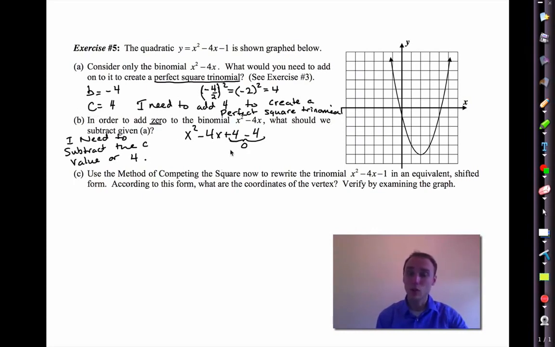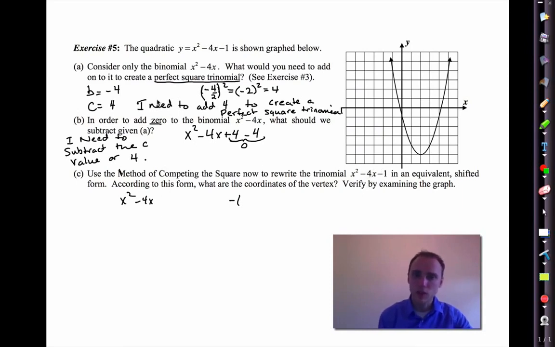Now, this isn't actually completing the square yet, but let's see the whole method in total, right? So let's walk through it now. Part C is asking me to use the method of completing the square. So using completing the square, rewrite the trinomial x squared minus 4x minus 1 in an equivalent shifted form. According to this form, what's the vertex? And then verify it by looking at my graph. So if I look at my original equation, it gave me x squared minus 4x. What I'm going to do is give myself some space and then put the minus 1, that last term.